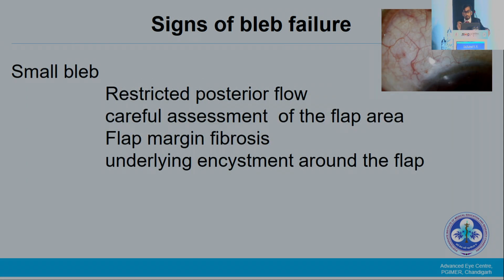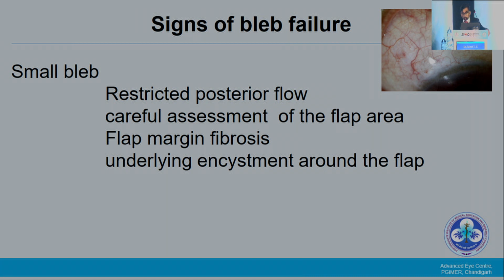You should assess the bleb size. A small bleb may be due to restricted posterior flow, and careful assessment of the scleral flap is often forgotten here, because in the early stage one won't expect fibrosis around the scleral flap. So even if the conjunctiva is loose or mobile, one should gently palpate the periscleral area through the patient's lid itself. If you don't get a smooth feel but a hard, wooden feel, then you should think that fibrosis has started around the flap margin.